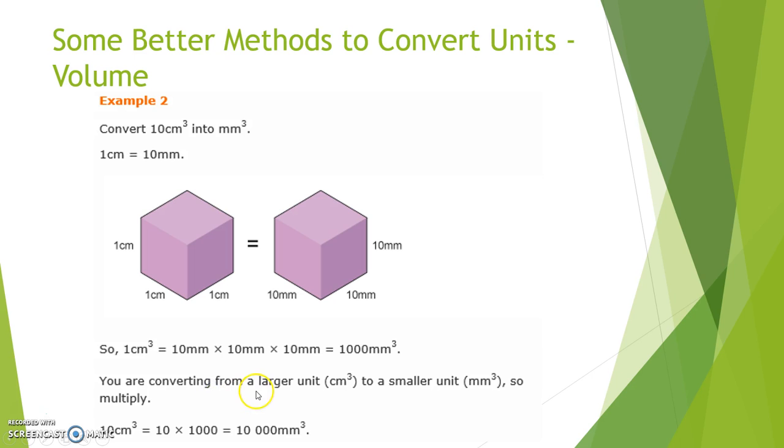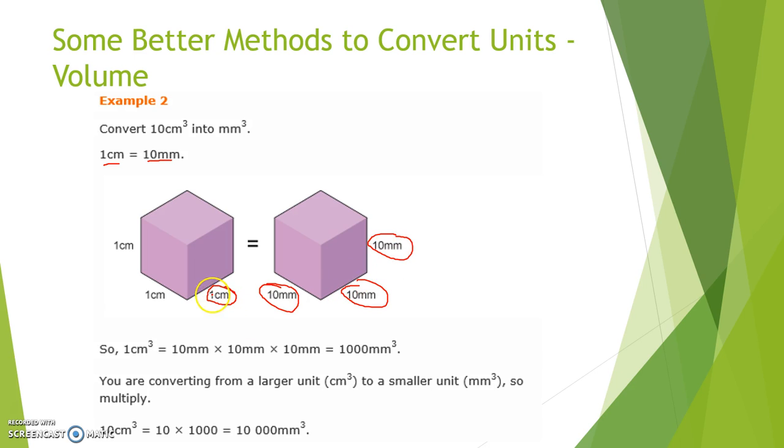Okay. Similarly for volume. In this case, we've got 10 cubic centimeters. I want to change it to cubic millimeters. So that means we're going to increase from centimeters to millimeters. We get bigger. 1 centimeter is 10 millimeters. So on one side, 1 centimeter equals 10 millimeters. We make that conversion. And we do that for all three sides.